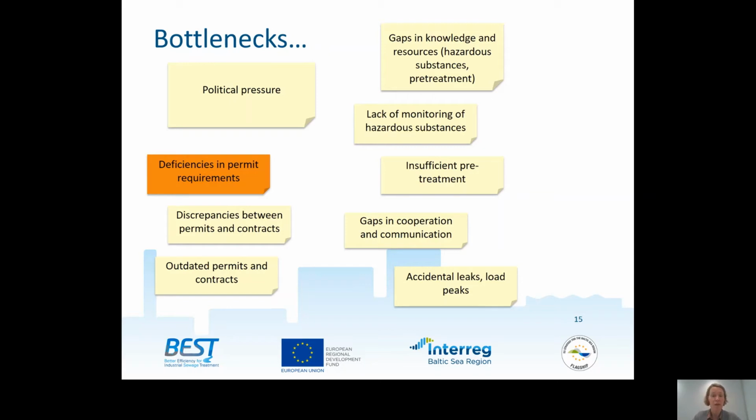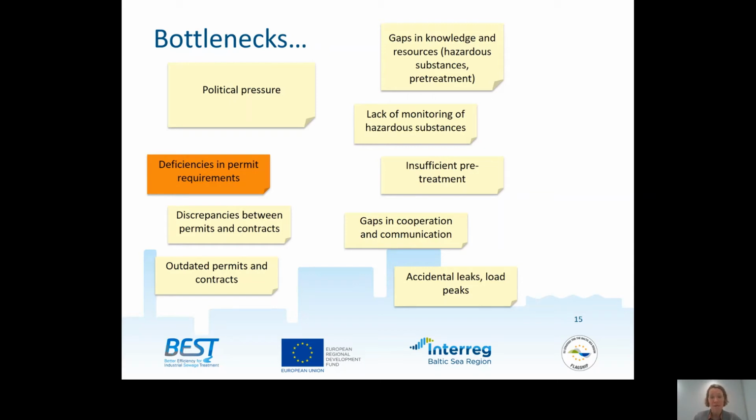Contracts and permits might be outdated, for instance, when an industry is using new processes or substances, and these are not updated in the permits and contracts. So-called weak permitting and corresponding contracting again can lead to some additional problems, such as lack of monitoring and insufficient pre-treatment, especially if these are not required in the permits and contracts. There can also be gaps in cooperation and communication, if not agreed upon in the beginning.